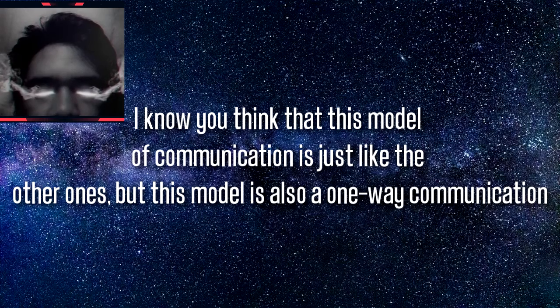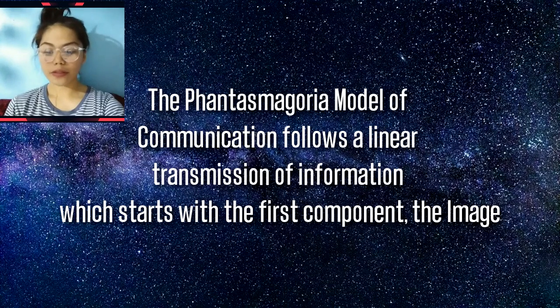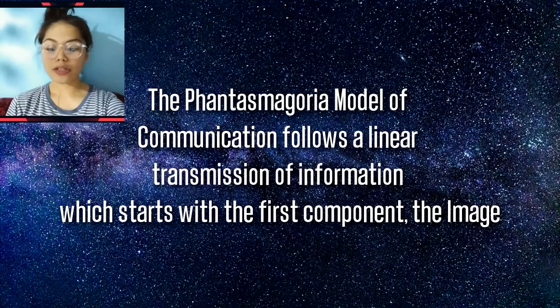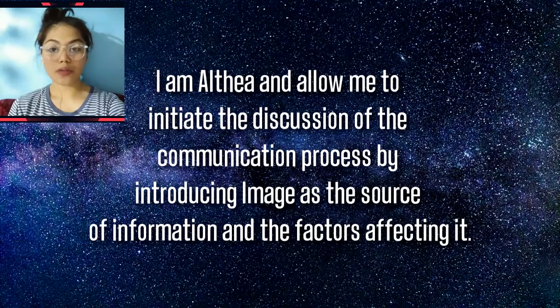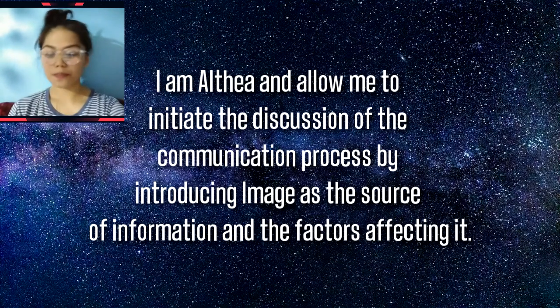I know you think that this model of communication is just like the other ones, but this model is also a one-way communication. If you have more questions, please watch the rest of the video. The Phantasmagoria model follows a linear transmission of information which starts with the first component, which is the image. I am Althea and allow me to initiate the discussion of the communication process by introducing image as the source of information and the factors affecting it.